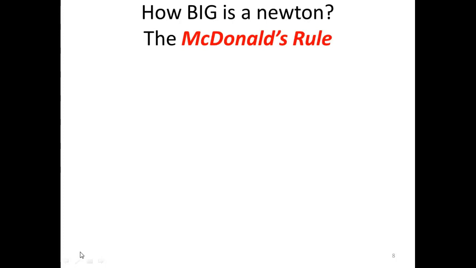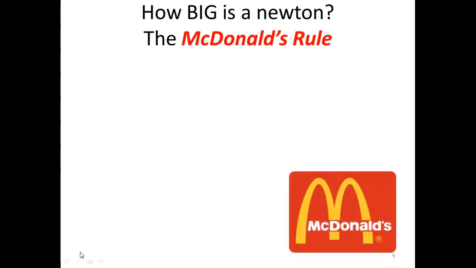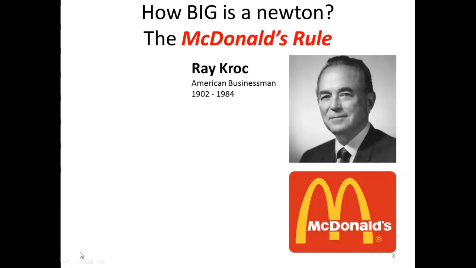A pretty useful rule of thumb I call the McDonald's rule, after the famous restaurant, McDonald's. McDonald's is an interesting story. The McDonald brothers who started it were not particularly good businessmen. They came up with a fantastic model for a restaurant, but they didn't really spread it around. They only had one operation. And back in the 1950s, this guy, Ray Kroc, stumbled upon it. Ray Kroc is the American businessman who is credited with inventing the franchise model.